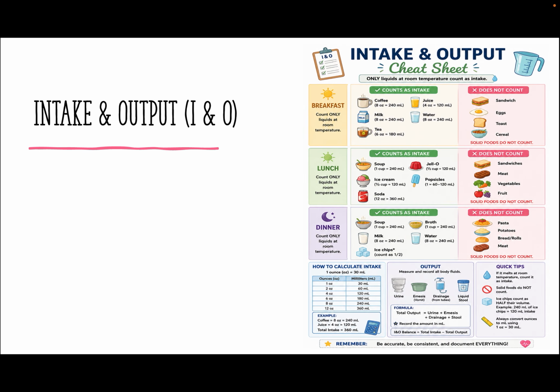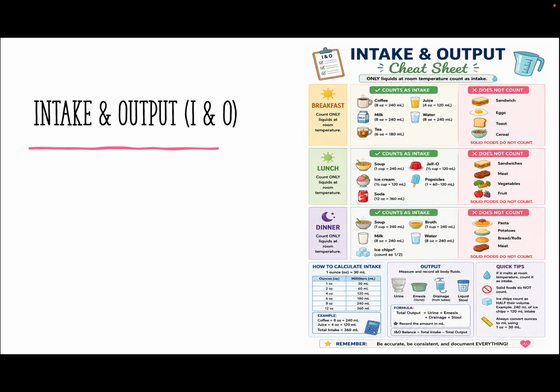Okay, so for I&Os, we are counting liquids. Okay, and not only are we counting liquids, but we're also counting things that can be liquid at room temperature. So think about if it melts, you're more than likely going to count it. Okay, so that means Jello, ice cream, those types of things get counted as well in an I&O because at room temp, they are liquid.